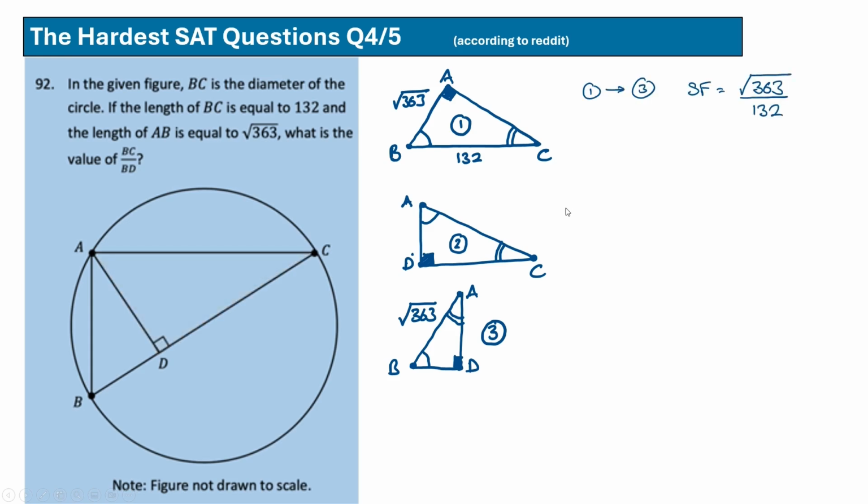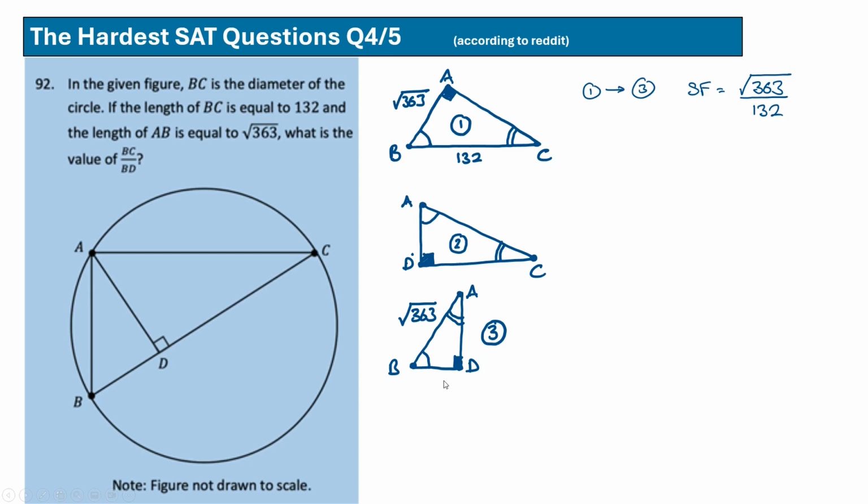So the scale factor to go from triangle 1 to triangle 3 is I'm going to multiply by the new hypotenuse, root 363, and divide by the existing hypotenuse, which is 132. Now that doesn't look super nice, but I'm hoping this is all going to cancel out nicely later on. Remember that scale factor must apply for the relationship between any corresponding set of sides in triangle 1 to triangle 3. So let's think about what I need.